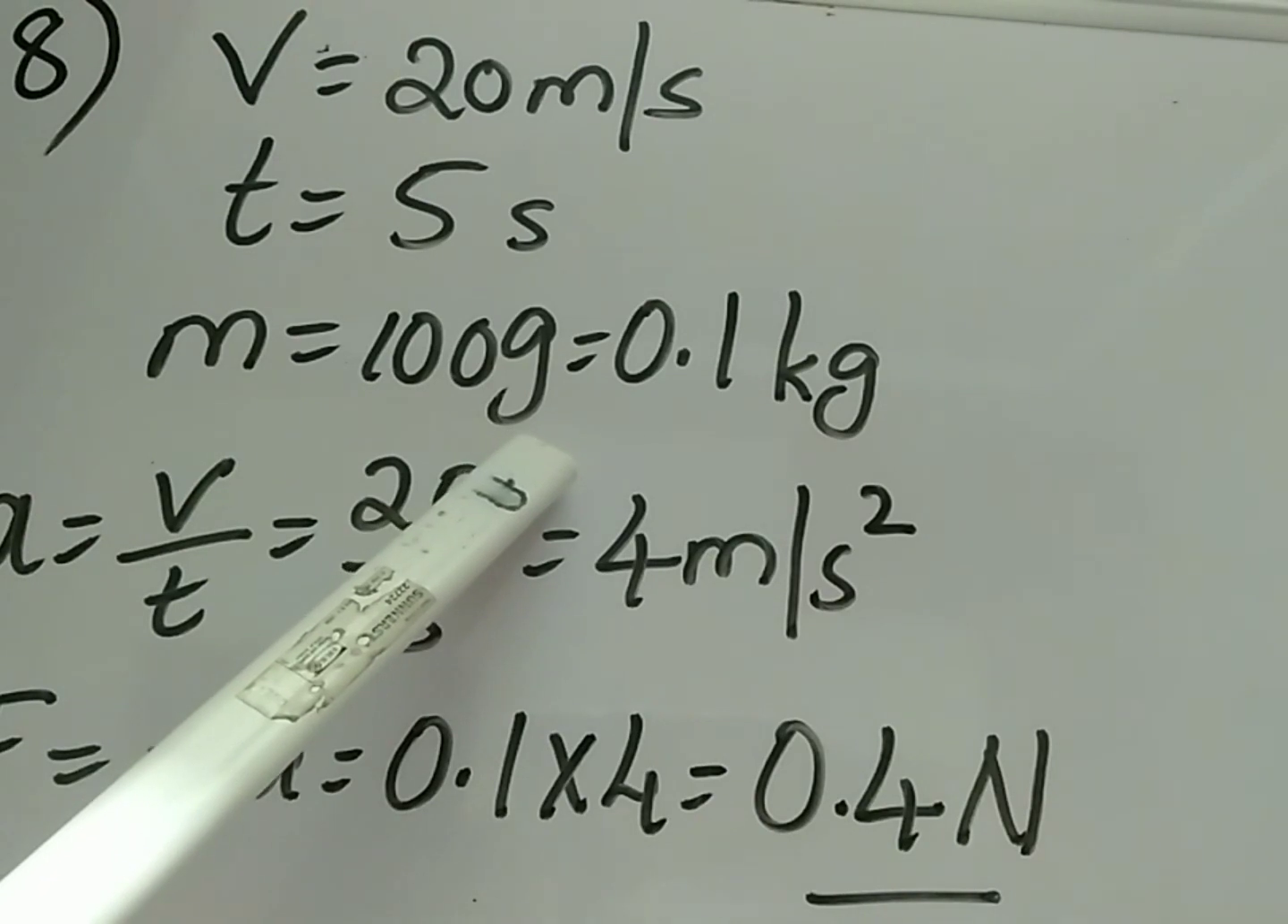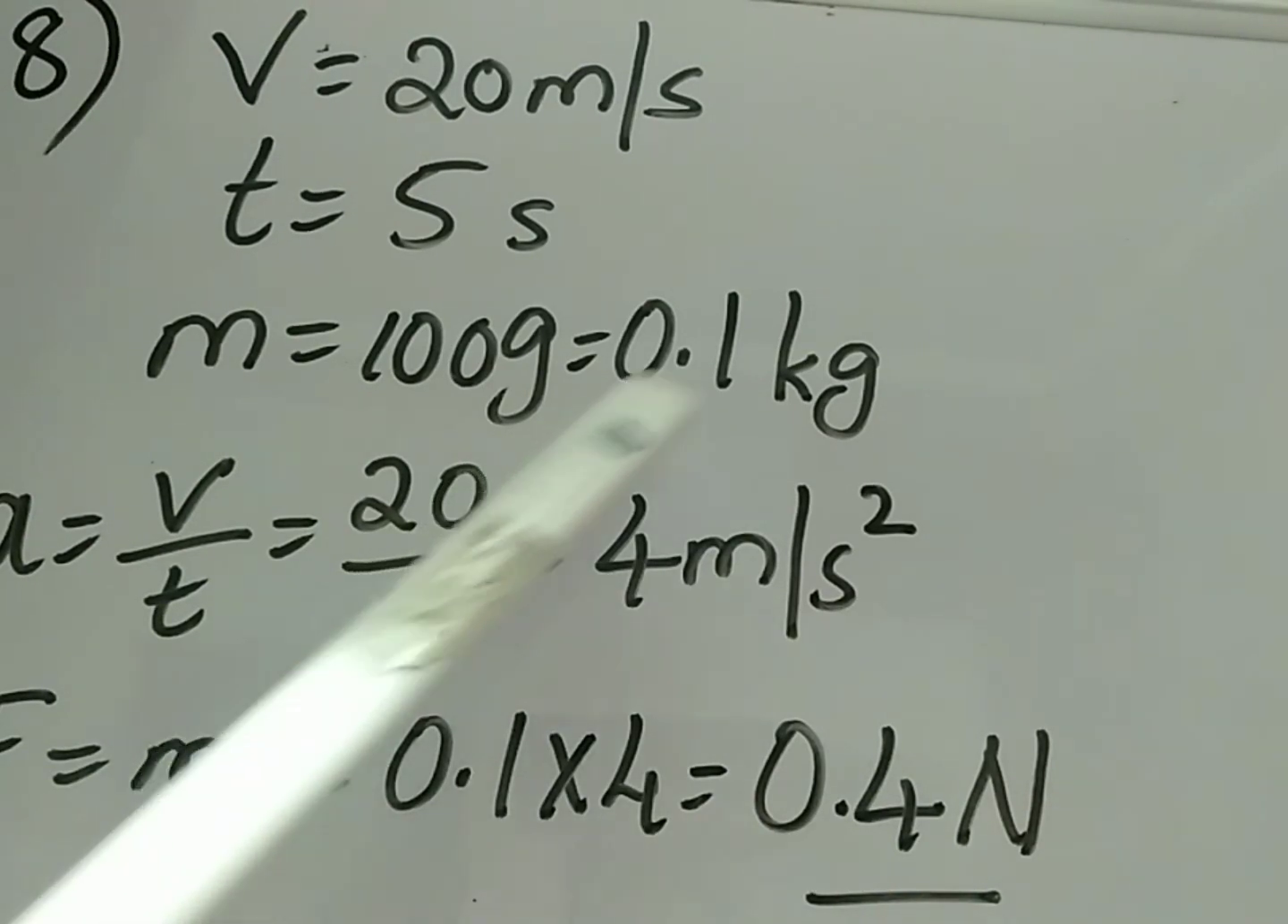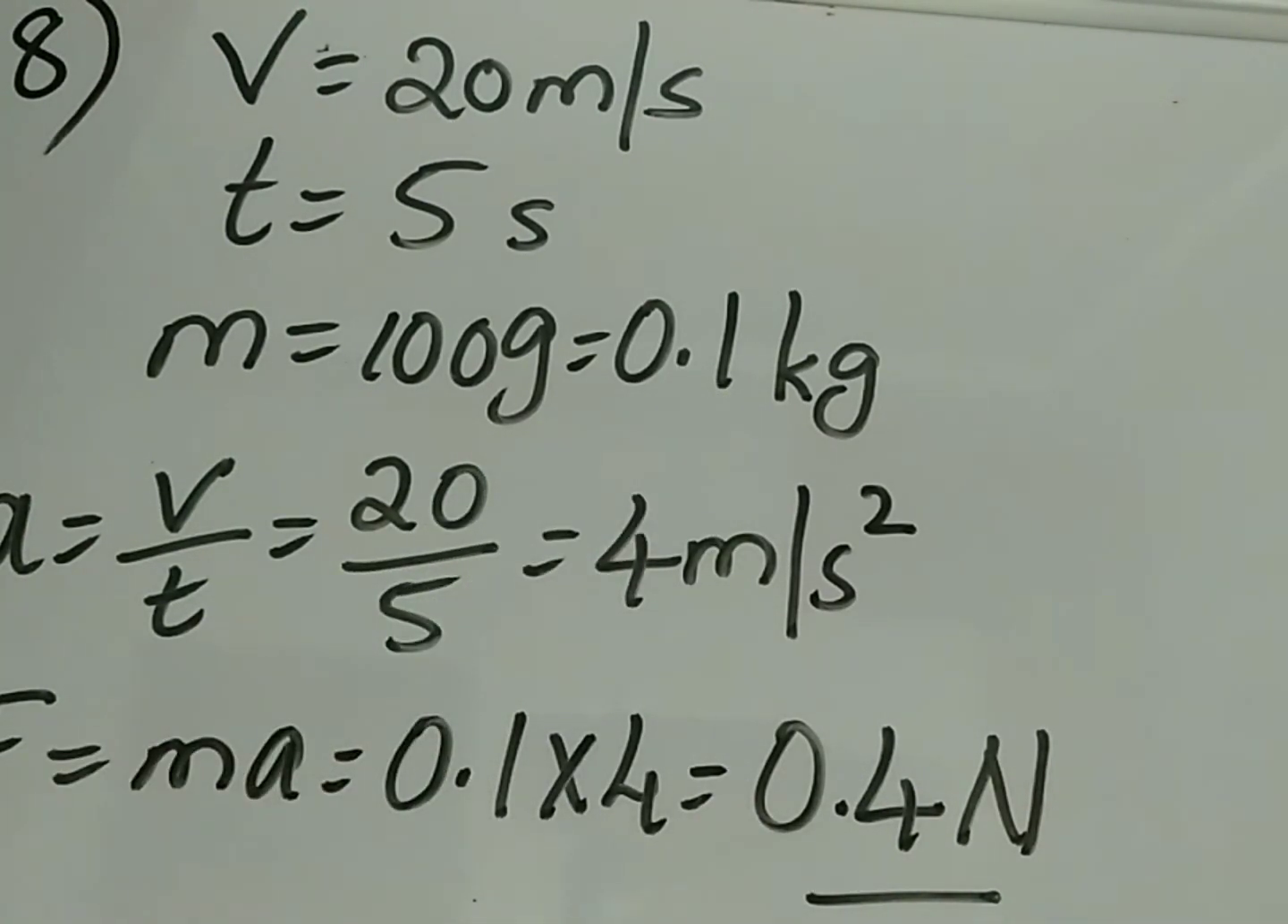We have to convert it into kilogram. 100 by 1000, we will get 0.1 kg. Moving in a straight line. Calculate the force acting on the particle. So we have to calculate force. F is equal to ma, mass into acceleration. But we don't have the acceleration. So what should we do? We have to find A.